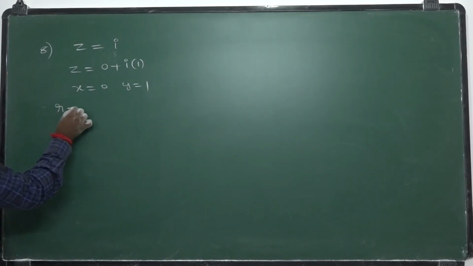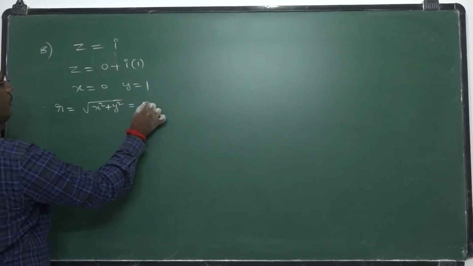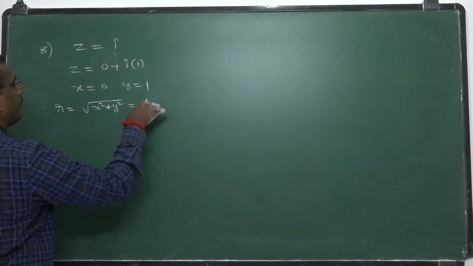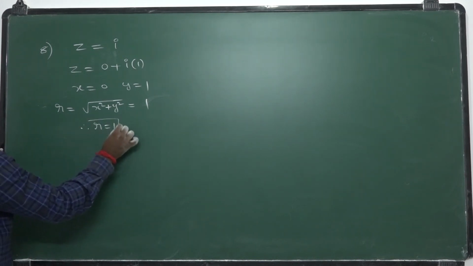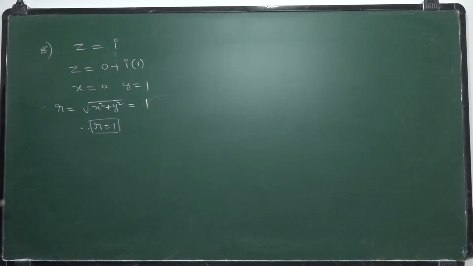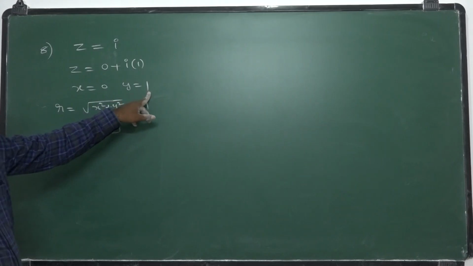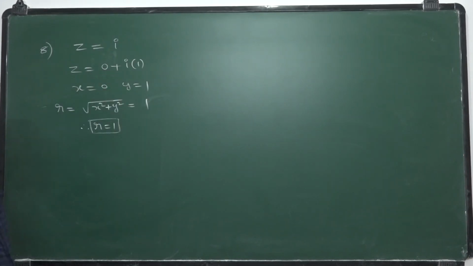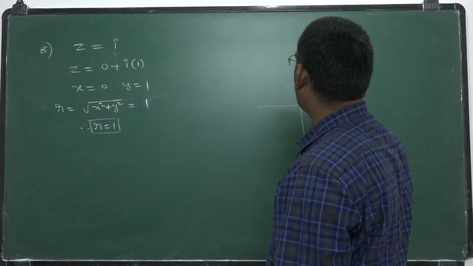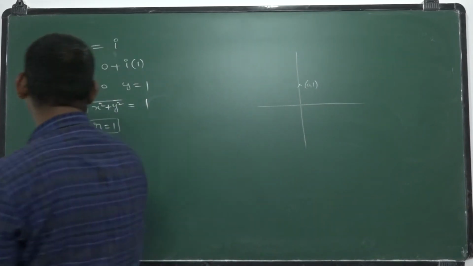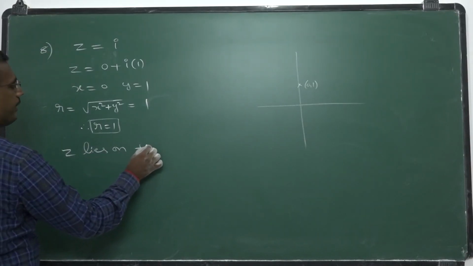So first find r. r equals root of x square plus y square, which is equal to root 1, nothing but 1. So r equals 1. Next, clearly the x coordinate value is 0 and the y coordinate is 1. So the point lies on the positive y axis, 0 comma 1. So clearly z lies on the positive y axis.